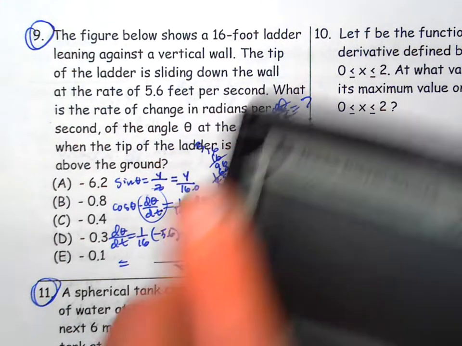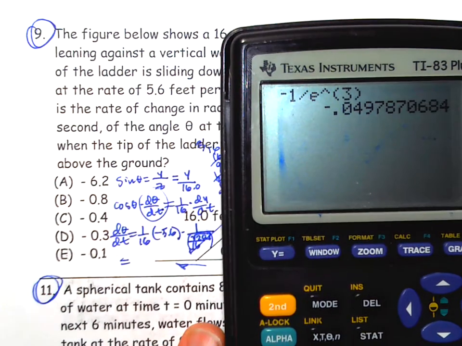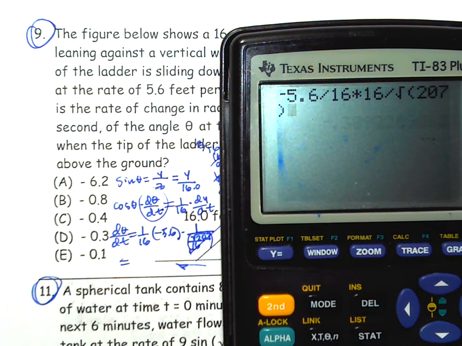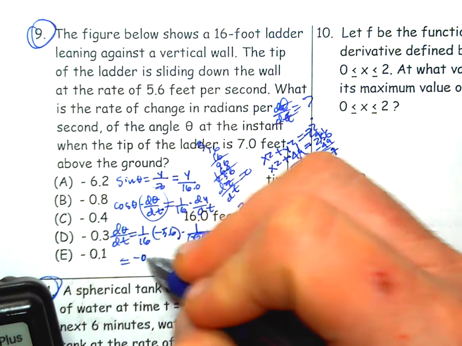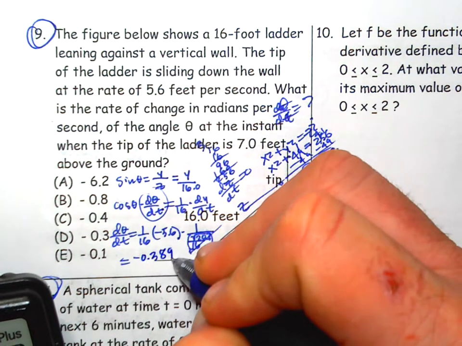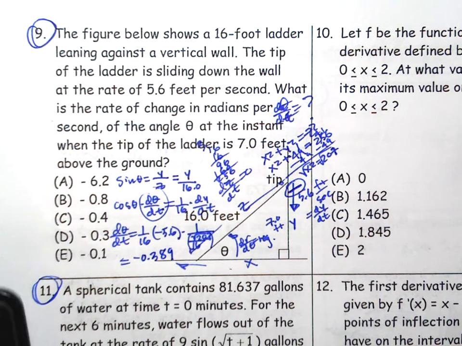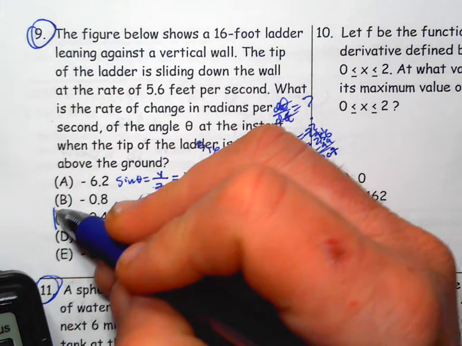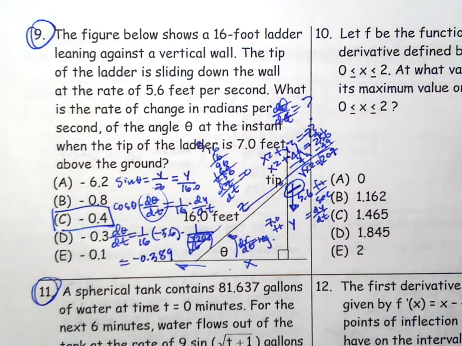We plug that in our calculator. I guess this is the one place the calculators come in handy. Negative 5.6 divided by 16 times 16 divided by the square root of 207. And we get negative 0.389. Now, they've rounded all their answers or truncated to the nearest tenth. So our answer would be C.